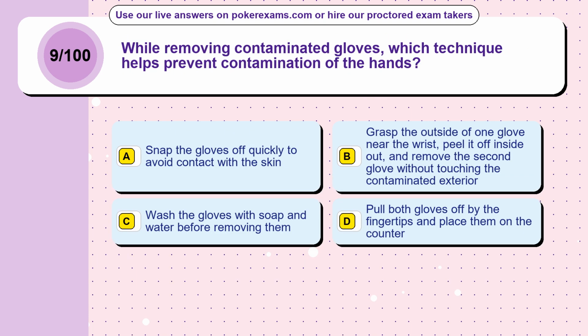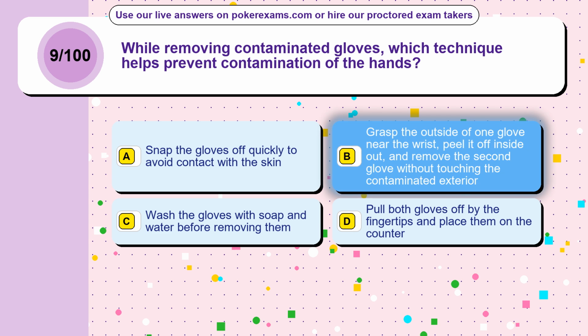Question 9. While removing contaminated gloves, which technique helps prevent contamination of the hands? Option A. Snap the gloves off quickly to avoid contact with the skin. Option B. Grasp the outside of one glove near the wrist, peel it off inside out, and remove the second glove without touching the contaminated exterior. Option C. Wash the gloves with soap and water before removing them. Option D. Pull both gloves off by the fingertips and place them on the counter.